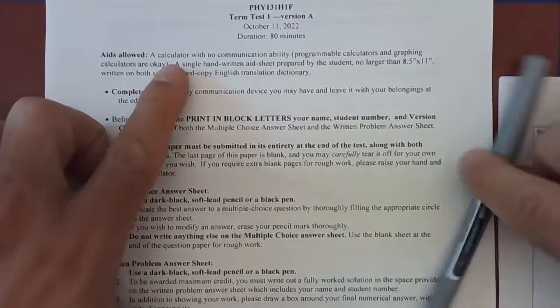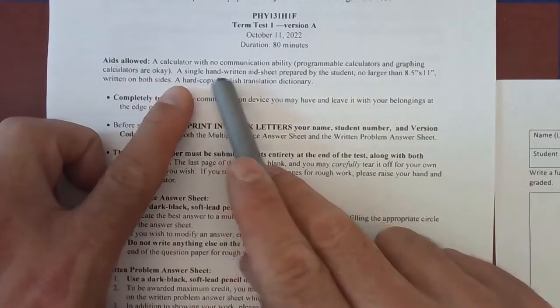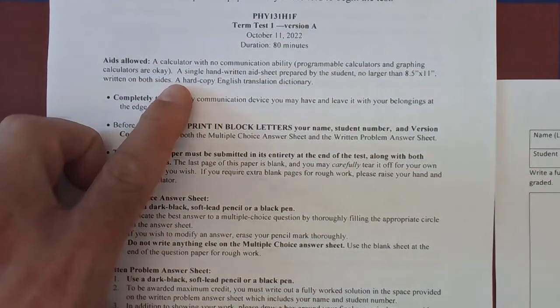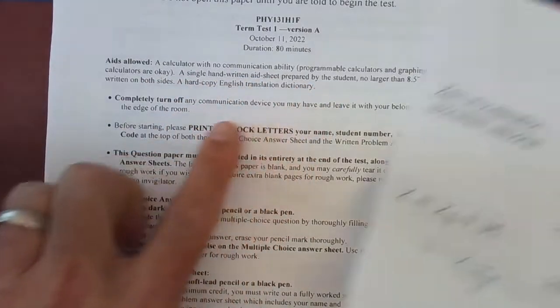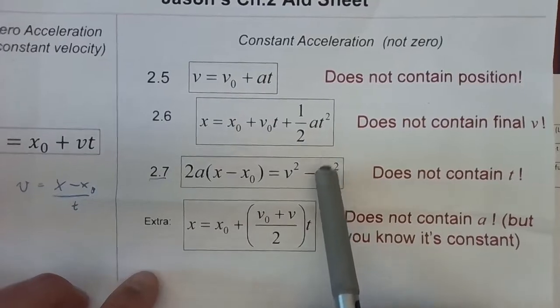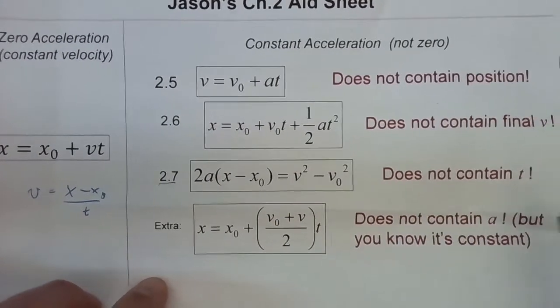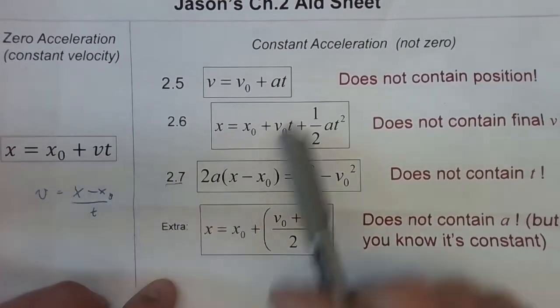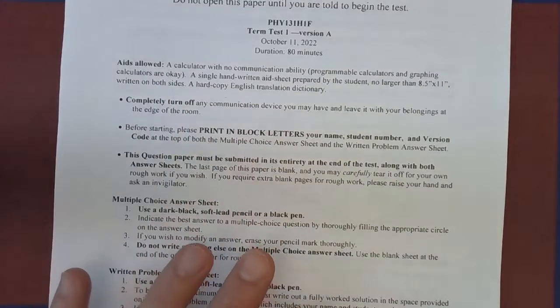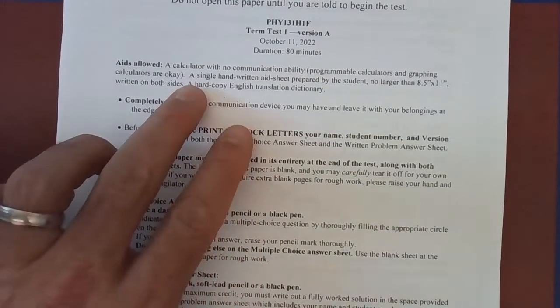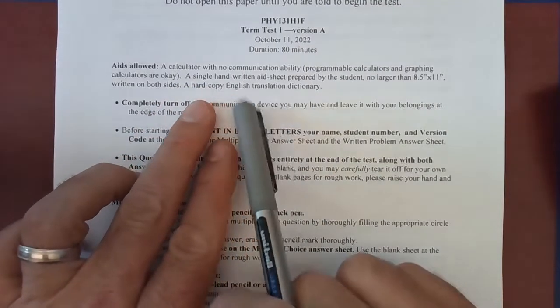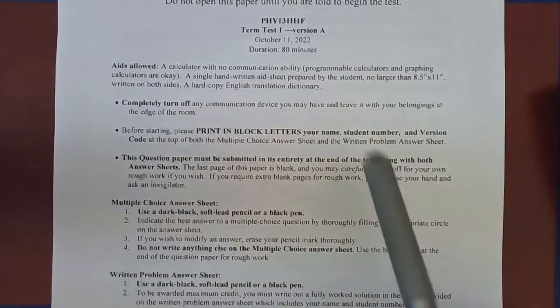All right, what else do I have? A single handwritten aid sheet prepared by the student, written on both sides. So I've only written on one. These are the ones, you guys know me. I can never remember all the equations of constant acceleration. So from chapter 2, that's what's on my aid sheet. But you can put anything you want on there. Okay, and you can have a hard copy English translation dictionary if you wish. I don't have one of those.